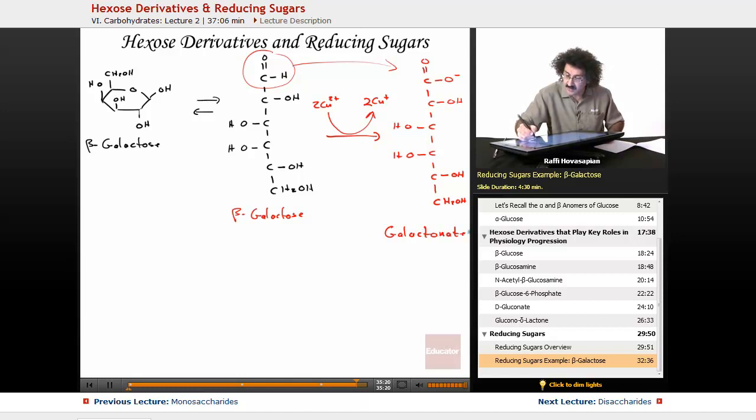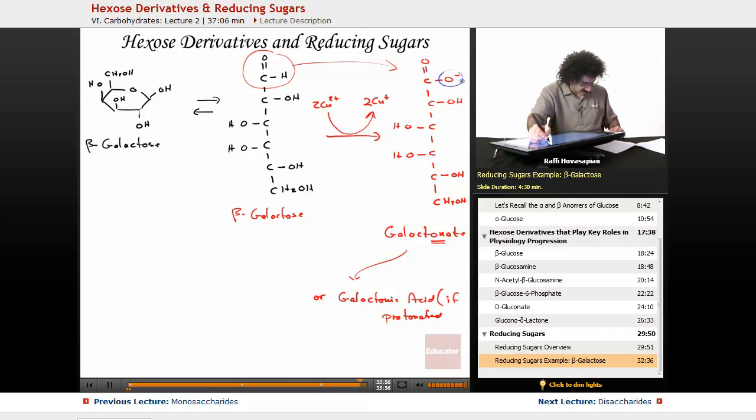This one, galactonate. Remember, gluconate, galactonate, this ON. Just drop the OSE from the galactose, glucose, mannose, add the ON, and either put galactonic acid if this is protonated, or galactonate if it is deprotonated. And that's it. I'll go ahead and write that. Or galactonic acid if protonated. In other words, if this is protonated right up here. If that is protonated. Okay?